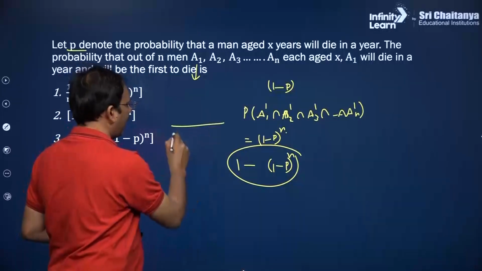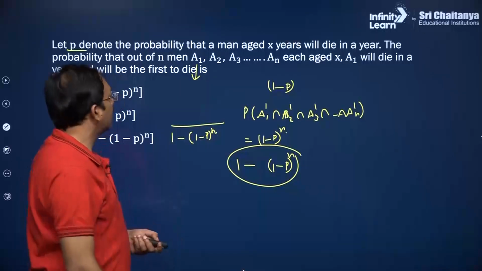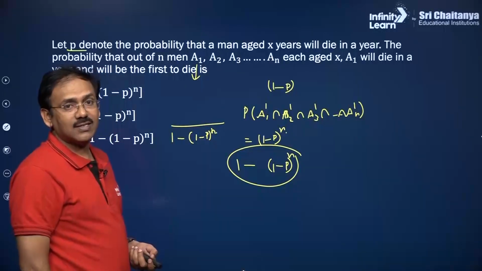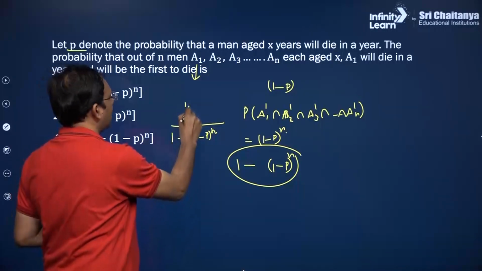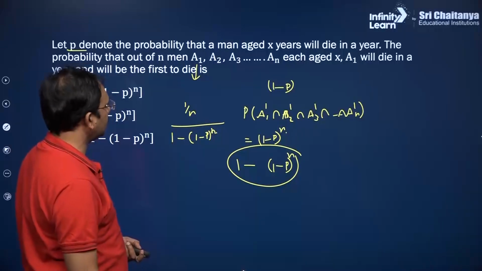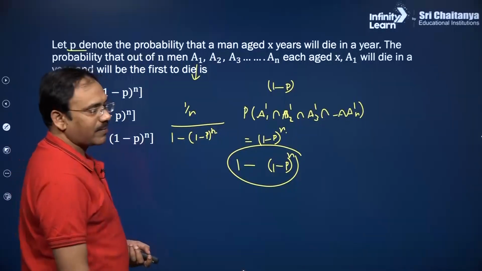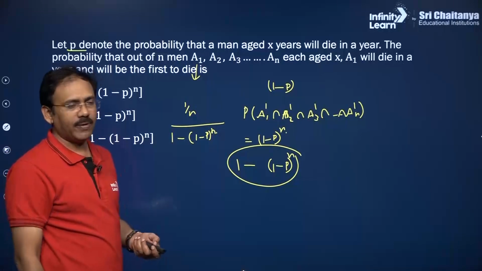If you apply a Bayes theorem kind of application, in this case I want A1, so A1 dies. Out of n, the probability that A1 dies is 1 by n. So 1 by n is the factor. So it is 1 by n into (1 minus (1 minus p) whole power n).